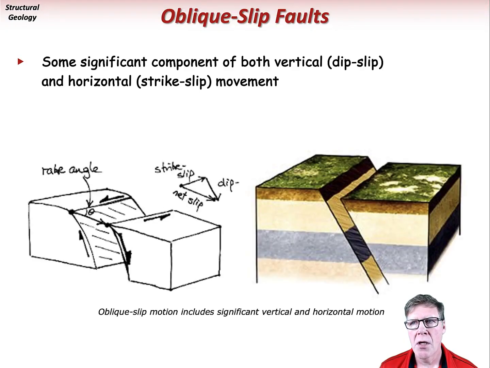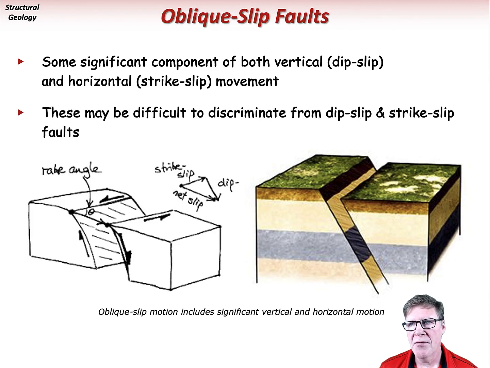Oblique-slip faults are those with some significant component of both vertical and horizontal movement. These faults may be difficult to discriminate from dip-slip and strike-slip faults. Their identification largely depends on having good exposures along the fault.